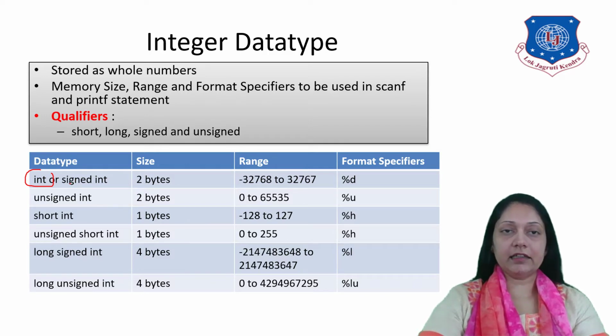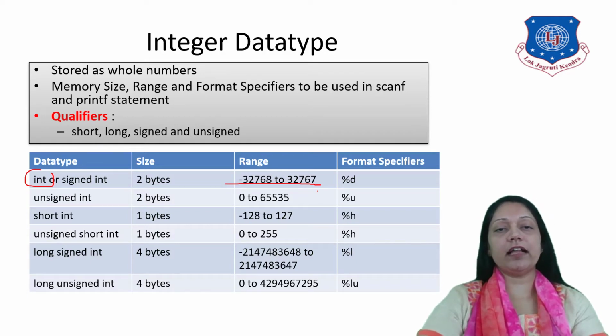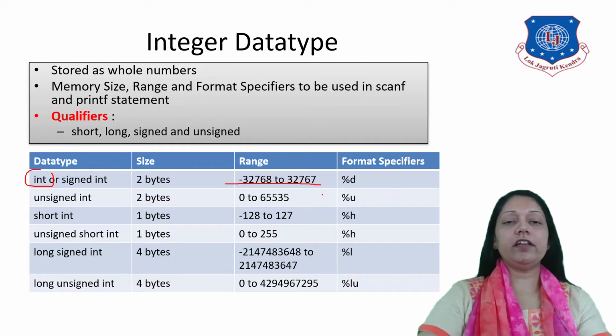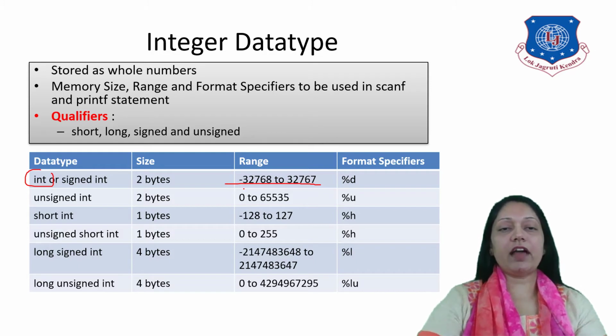Either you can write int, all in small letters, or you can write signed int. The qualifier is signed. It means you can store either a positive or negative number, but it should be a whole number without floating point value. The size of int data type is 2 bytes and the range is -32768 to 32767. The maximum value that you can store in int is 32767 and the minimum value is -32768. In case of printf and scanf, the format specifier that we are going to use is %d.